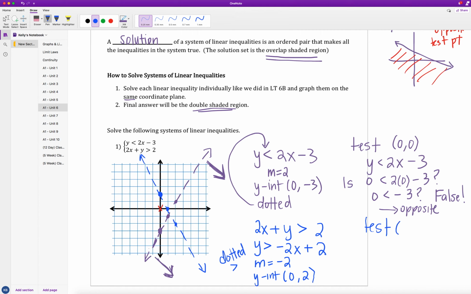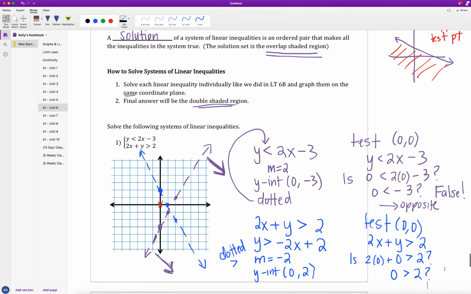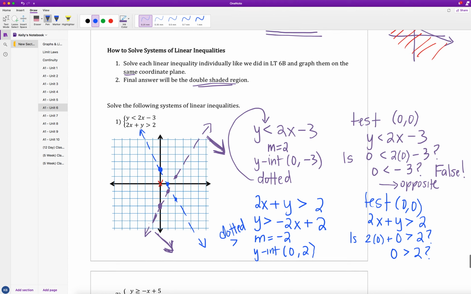I can go ahead and test 0, 0 as well, since 0, 0 does not run through my blue boundary line here. When I sub that in, I'm going to go back to the original, and I'm asking myself the question, is 2 times 0 plus 0 bigger than 2? To figure this out, I'm going to simplify the left-hand side, and that will be 0. So we're asking ourselves the question, is 0 bigger than 2? Is that a true or a false statement?